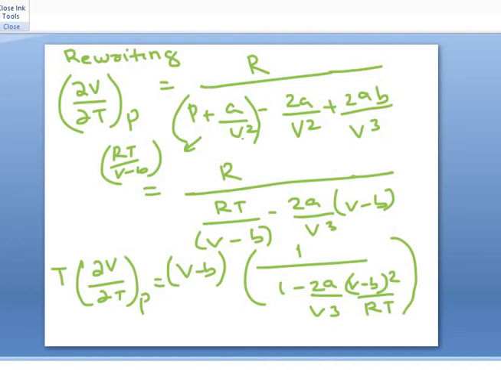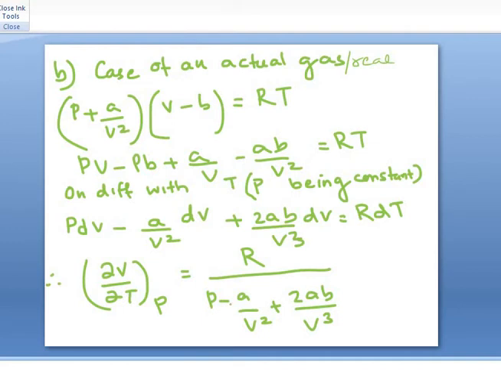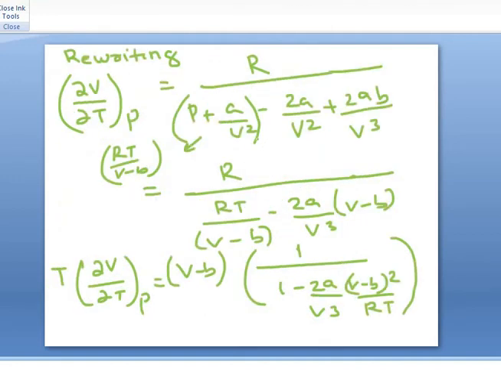It will be P plus A by V square minus 2A by V square plus 2AB by V cube. Once again look here, this is very crucial. P minus A by V square plus 2AB by V cube doesn't serve the purpose unless you put it in some similar form. So this is a similar form. To get P plus A by V square, you must take another minus A by V square. So this will come out to be P plus A by V square minus 2A by V square plus 2AB by V cube. What is P plus A by V square? P plus A by V square into V minus B is equal to RT.